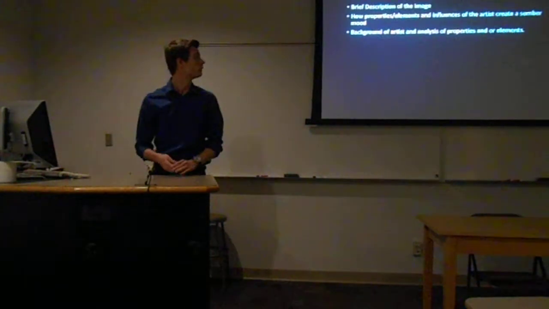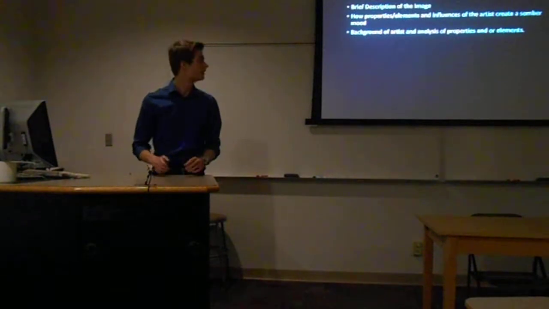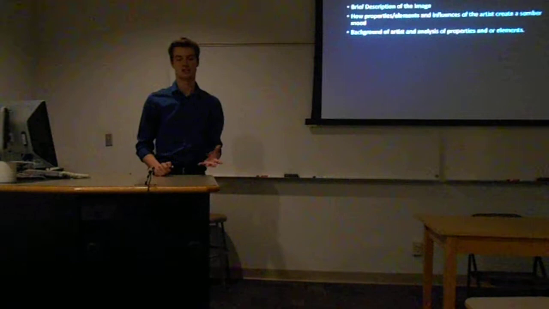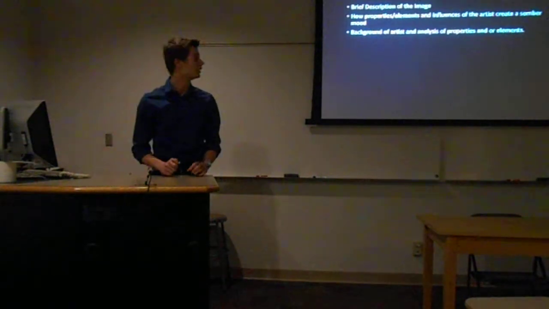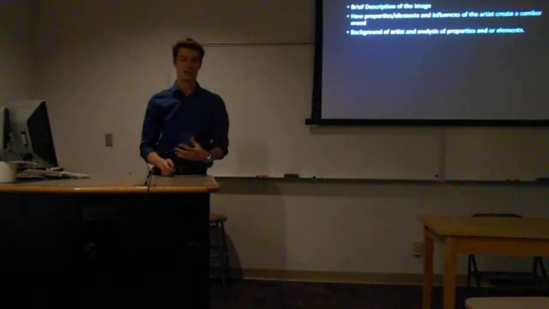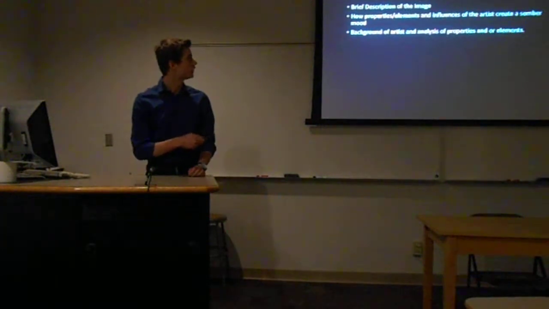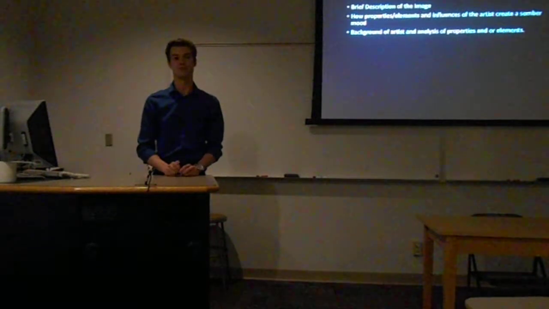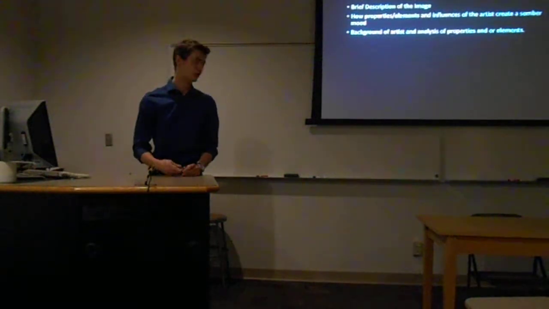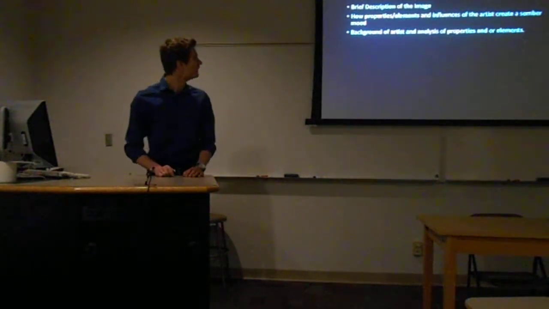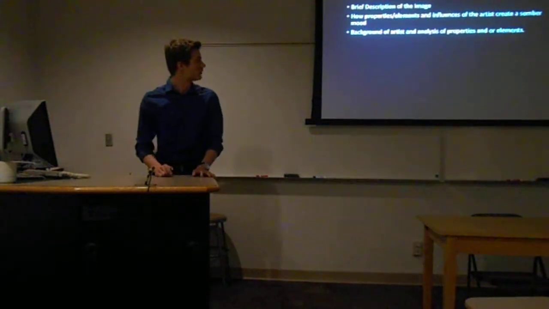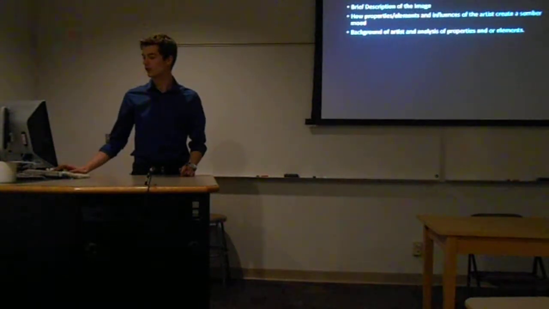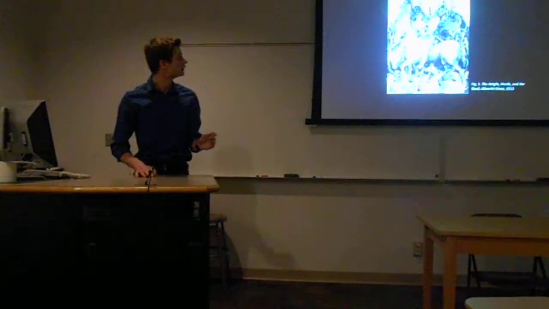So really quick, just a brief overview before we delve into this. On the next slide I'm going to show you an image of the artwork at hand. I'm going to talk about some of the core pieces of it just so you get an understanding. Next I'm going to talk about how properties and elements and influence of the artist create this somber mood that is really the key piece of my presentation. And you're going to be hearing me say it a lot, so just bear with me. And then I'm just going to go into detail about the background and analysis of those properties, how they add to that mood. So let's go ahead and get started with the picture right here.